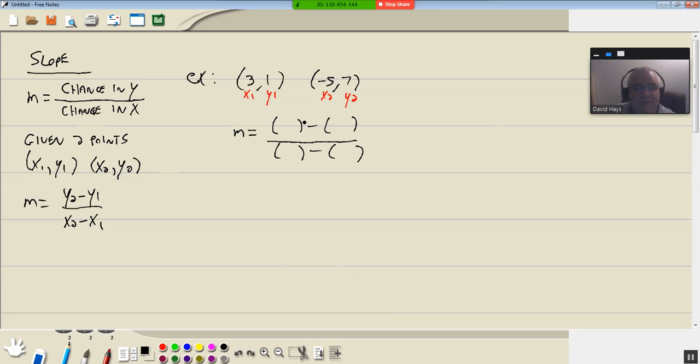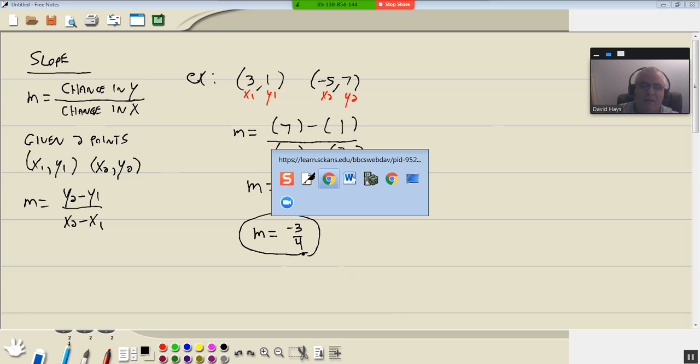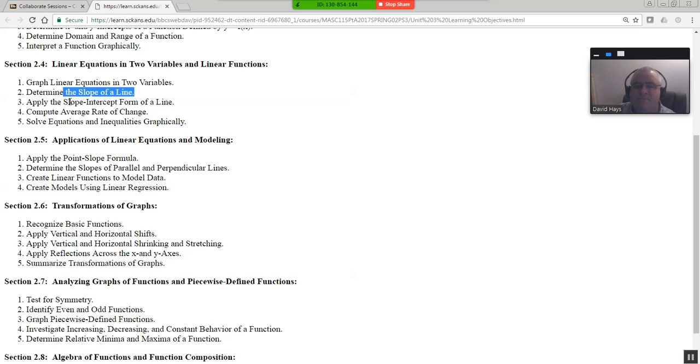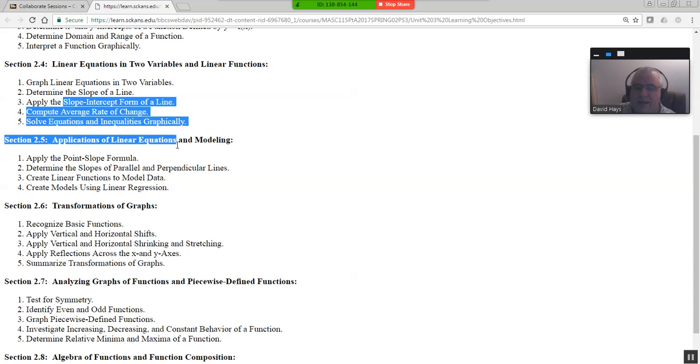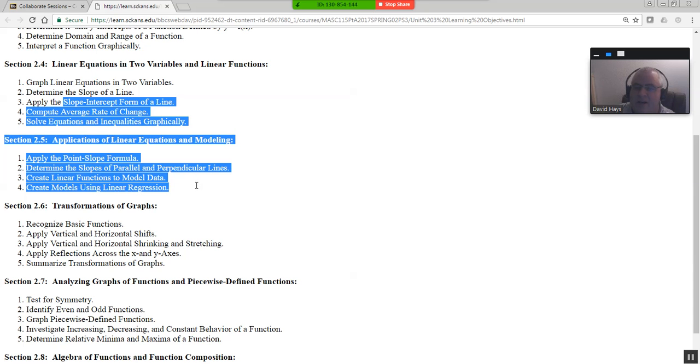And I'll go through and replace all my variables with sets of parentheses. Now I'm going to plug in what I identified. y2 we said was 7, y1 is 1, x2 is negative 5, and x1 is 3. So then 7 minus 1 is 6, negative 5 minus 3 is negative 8. And you always simplify, so I reduce this to negative 3/4. And that would be your answer. Now the next part talks about the slope-intercept form, and this goes hand in hand. This kind of all goes together here that we're going to take a look at.